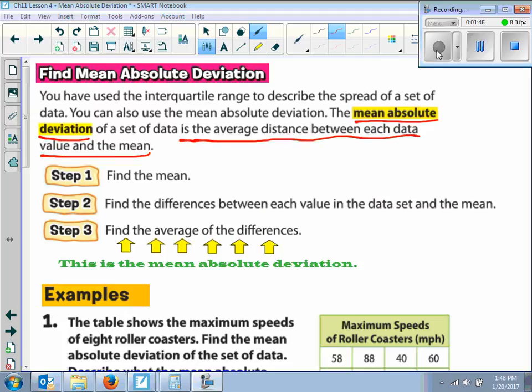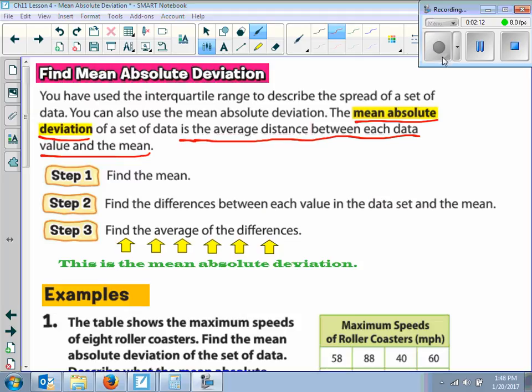Now, to find the mean absolute deviation, we're going to follow these 3 steps. It's very straightforward, okay? Step 1, we're going to find the mean. I want you to make sure you write down these steps. Step 2, we're going to find the differences between each value in the data set and the mean, okay?